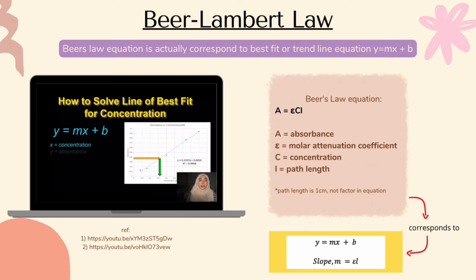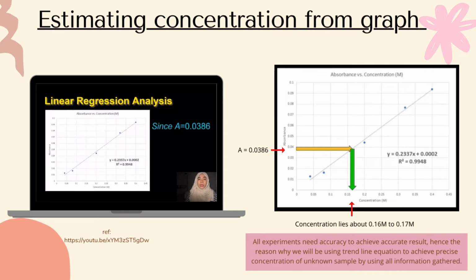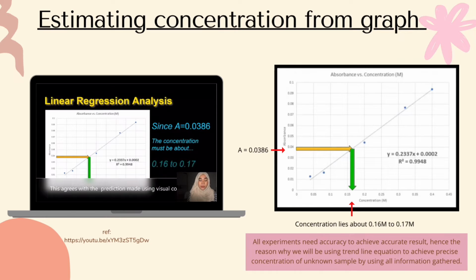Hence, using the result of linear regression analysis, we will use the trendline equation to determine the x, or concentration, of the unknown sample. From the graph, we need to find the intersection of concentration and absorbance for prediction before doing the calculation. With 0.0386 absorbance, a horizontal line is drawn to where it intersects the trend line and dropped down to the x-axis, which is the concentration. It can be estimated that the concentration of the unknown sample lies between 0.16 molar and 0.17 molar.